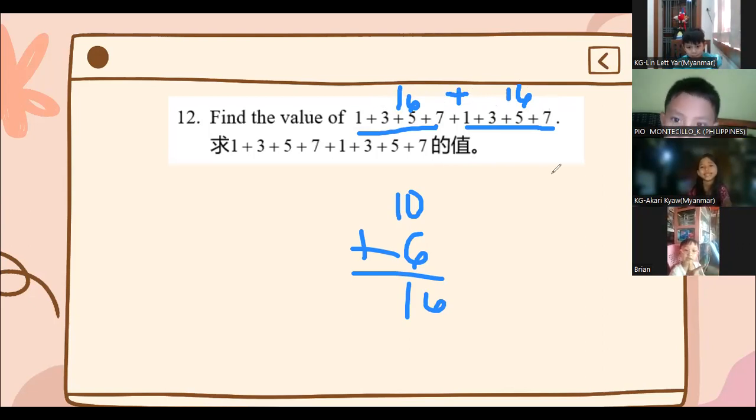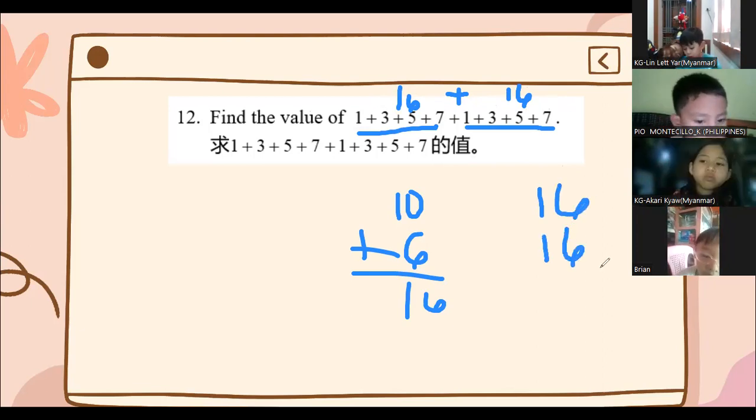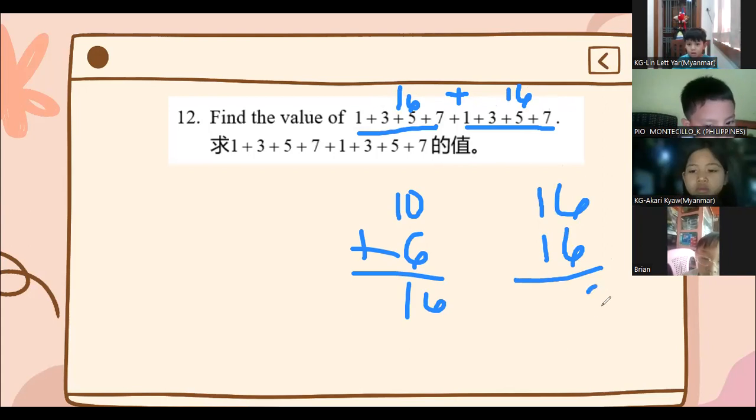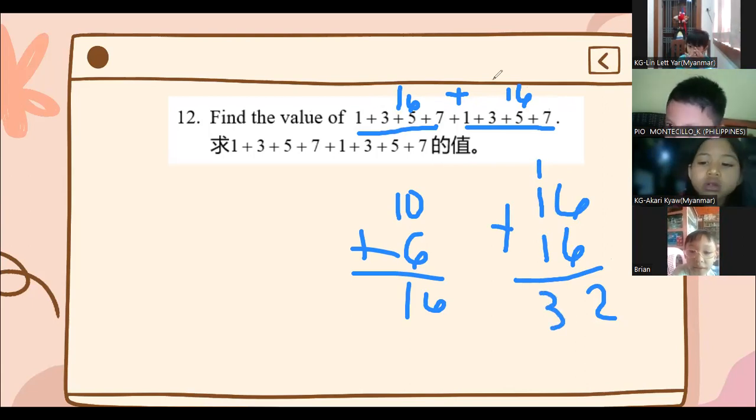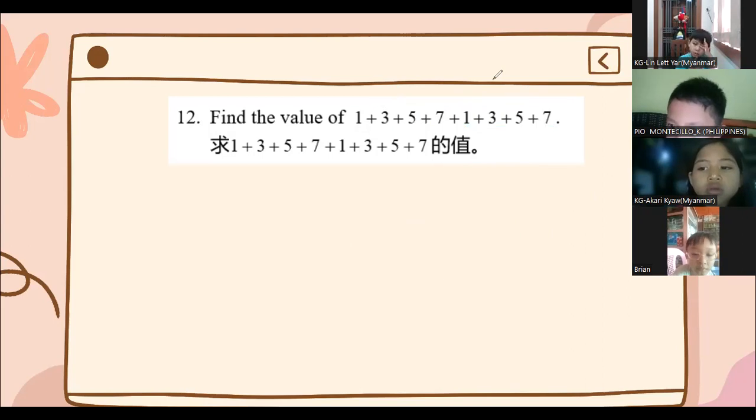16 plus 16 is also 32. Very good. 6 plus 6, that is 12. And then you carry on the 1. 1 plus 1 plus 1, that is 3. So that's why you got the 32. Very good. Okay, how about question number 13?